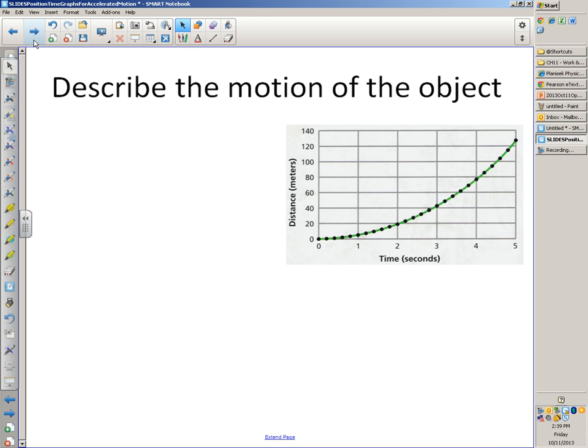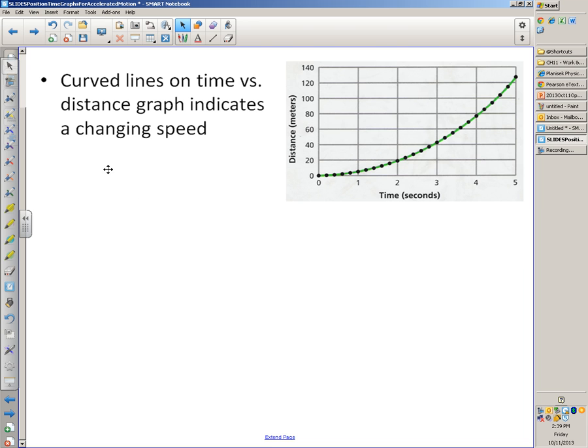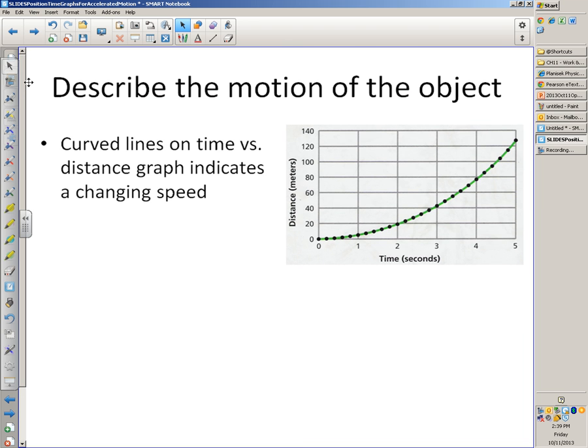It's a uniform acceleration because the velocity keeps increasing, right? So, when we encounter curved lines on a position versus time graph, that indicates changing speed. How much does it change? Well, it depends on how much it curves. Are we familiar? Go ahead.